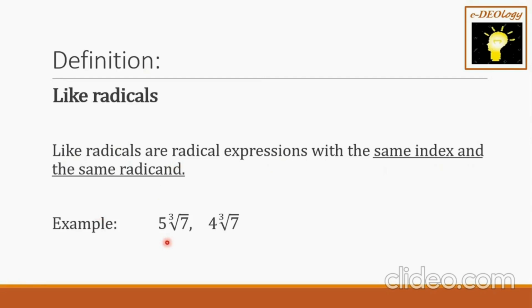Example, 5 cube root of 7 and 4 cube root of 7. So we see here the radicands are both 7 and the indices are both 3. So these two radicals here are like radicals. Take note, we don't care about the numerical coefficients.